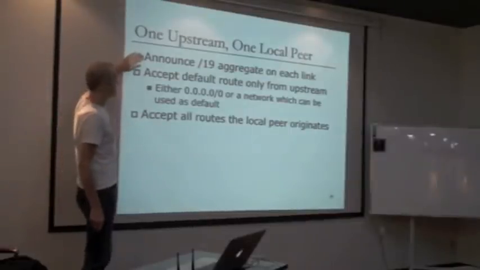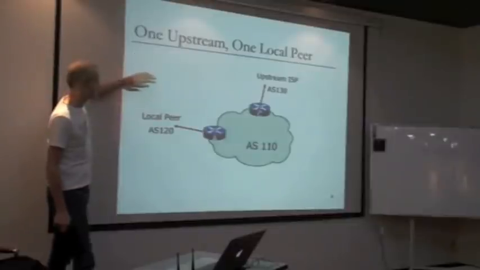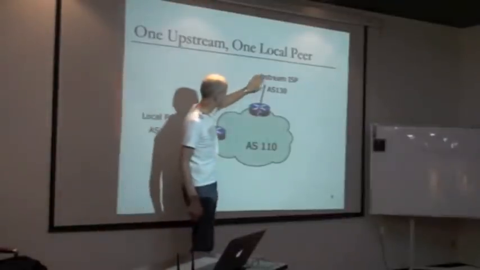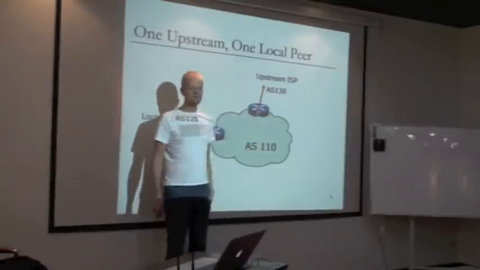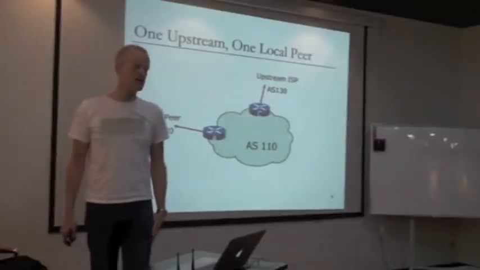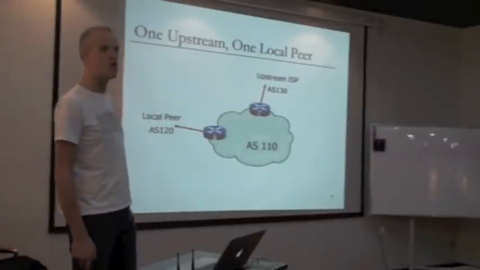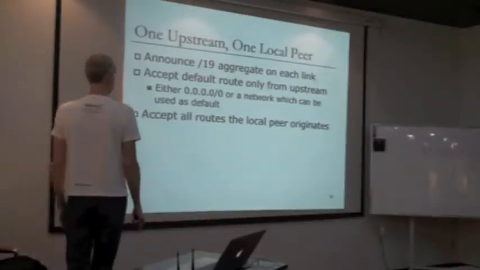So the way we make this work, we announce this /19 aggregate on each link. We accept only the default route from the upstream. Right? We don't need a full BGP table in here. All we need is a default route. The default route says, this is how I get to the whole internet. So we only need a default from the upstream.